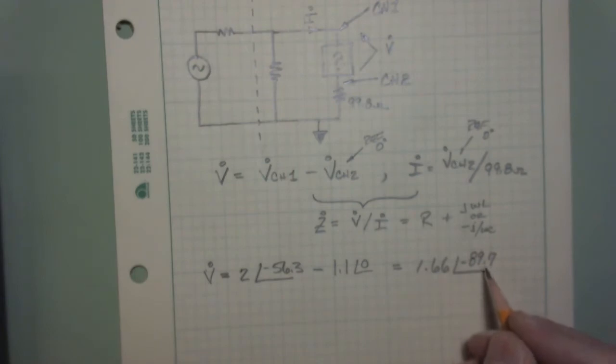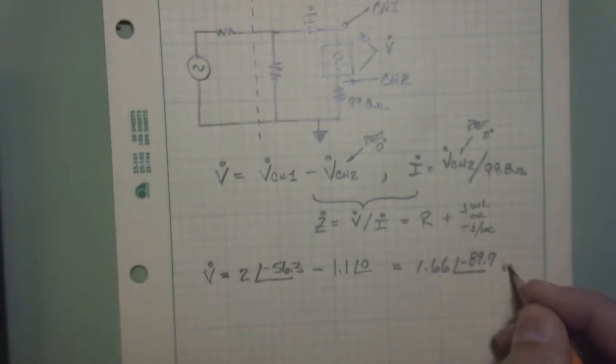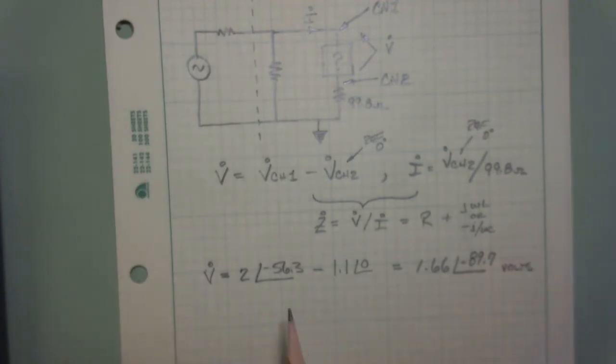.66 minus 89.66, yeah. Okay. So I've got that. And incidentally, this is a great opportunity for you to grab your calculator and work these out too.